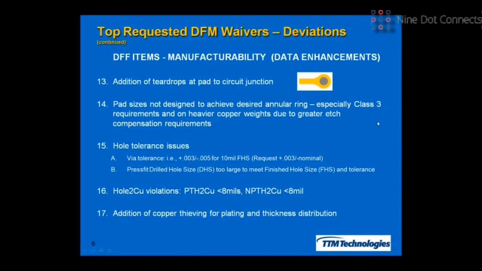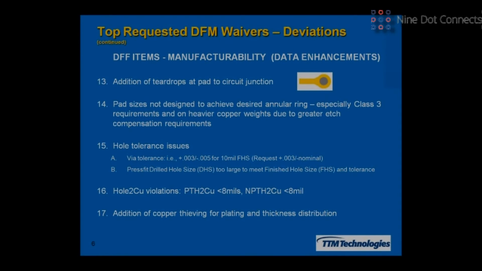Next item talks about something called copper thieving. This is adding copper squares in a broken up pattern or in a solid, depending on the part requirements, like a solid copper that's applied for plating purposes or for thickness distribution. This equates to better uniformity across the panel, which really helps the overall yield, including the impedance findings across that whole trace within a given layer.